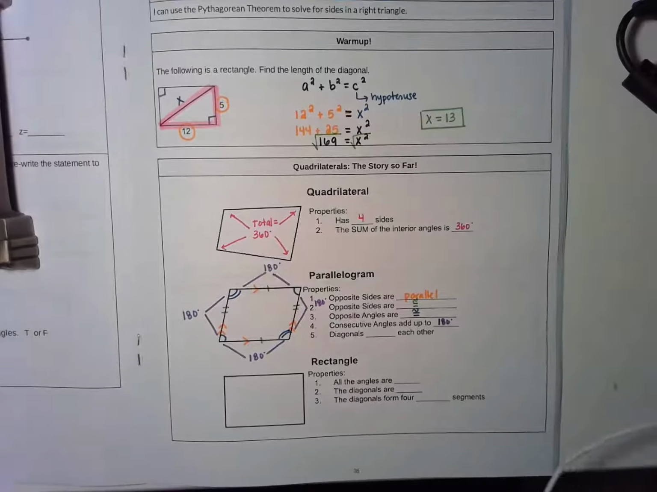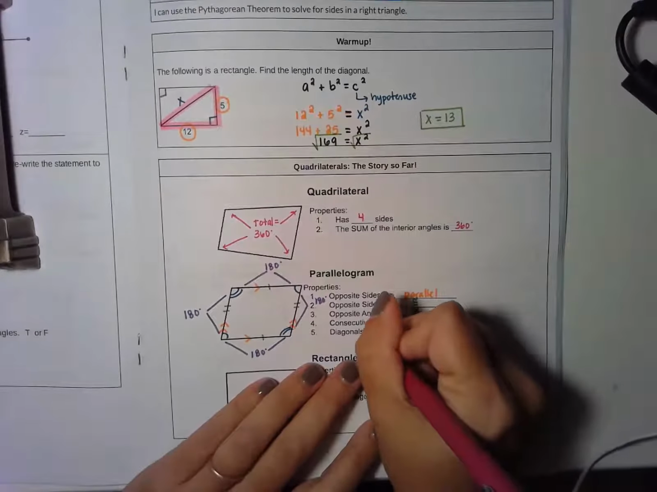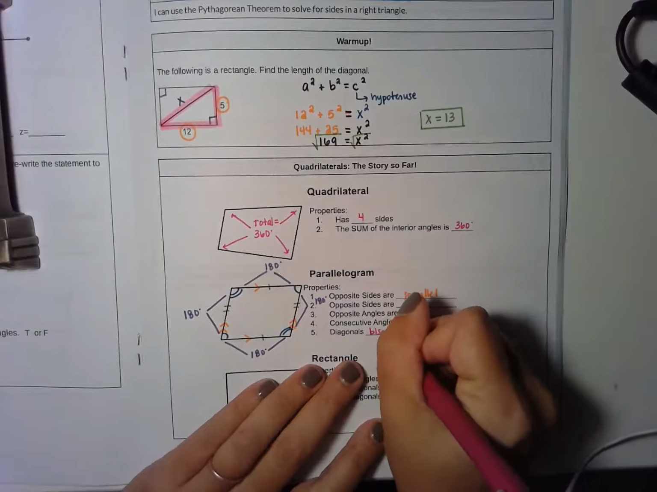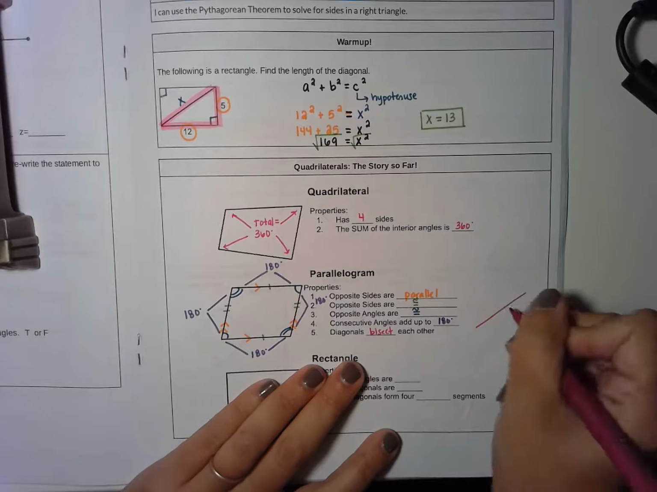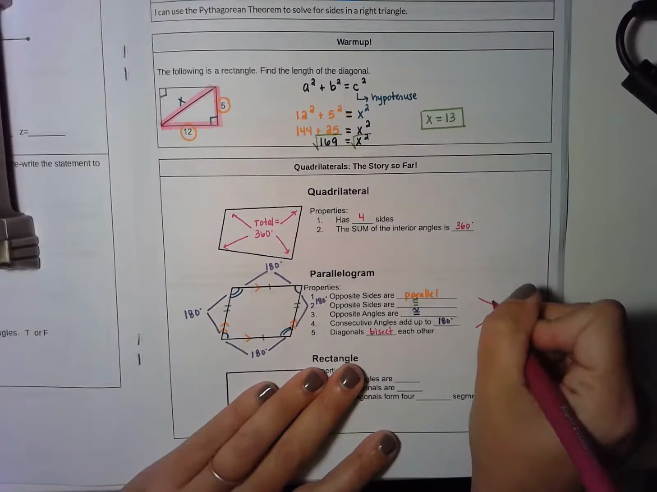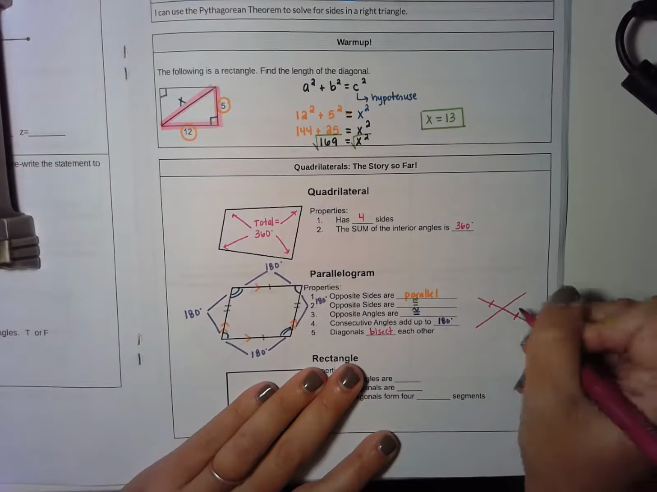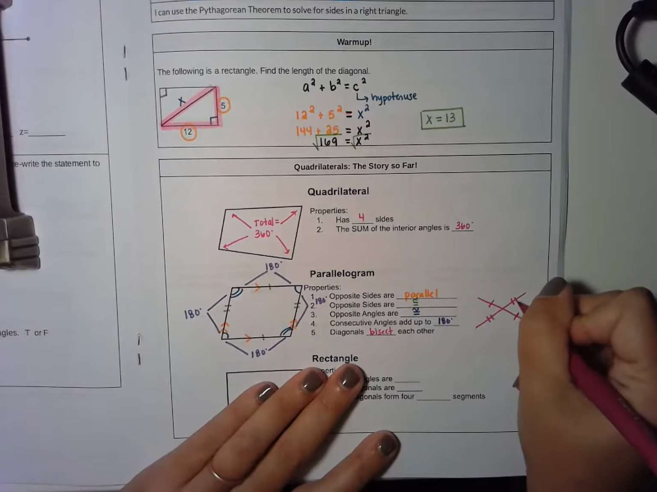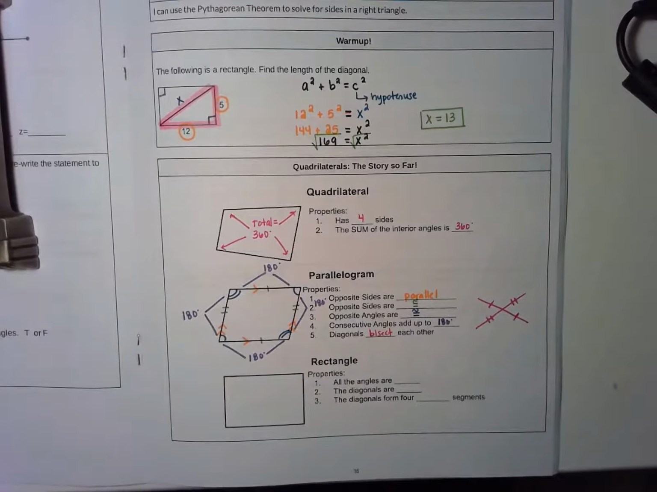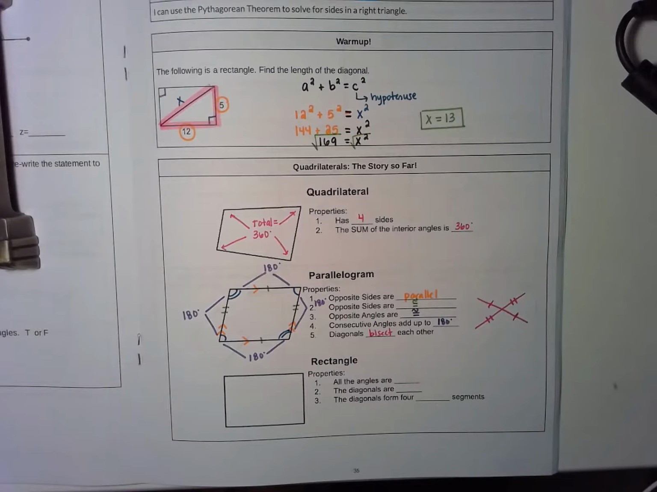Lastly, we know that the diagonals bisect each other. So if we were to look at the diagonals of a parallelogram, this one would be cut in half and have 2 equal pieces, and so would this one. But not all 4 pieces would be the same size as each other. 2 different sets of equal pieces.